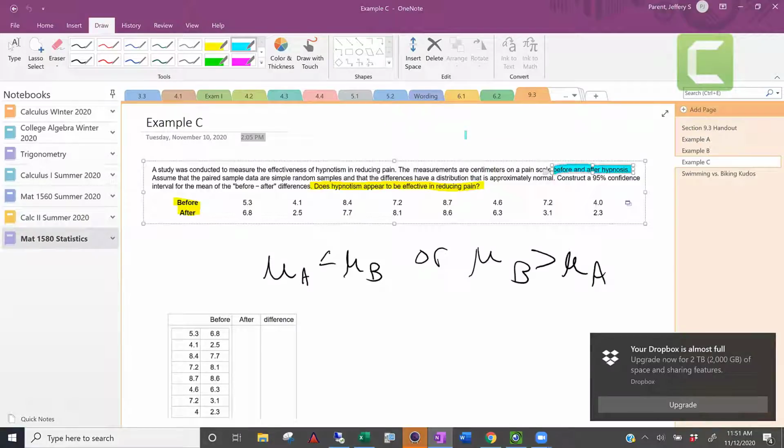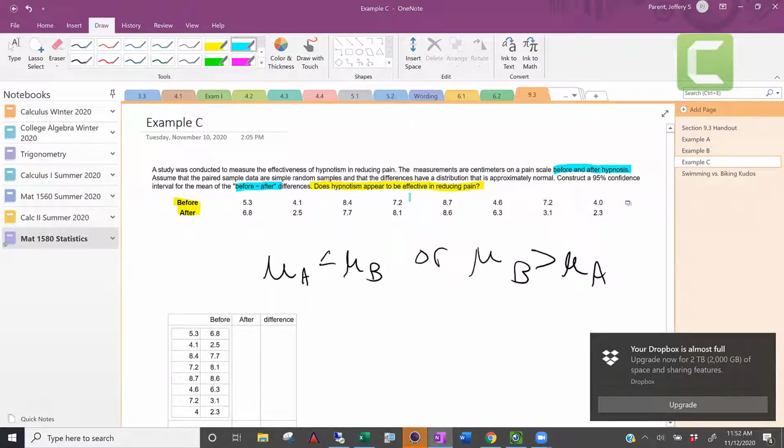Assume that the paired sample data are simple random samples and the differences have a distribution that is approximately normal. That's what we need. That's basically the same assumption we were making with our previous set of data, is that somehow or another we've got a normal distribution to work with. Now they want us to construct a 95% confidence interval for the mean before minus after. So, all right, we can do that. But mostly what I want to do is test a hypothesis. Does hypnotism appear to be effective in reducing pain?